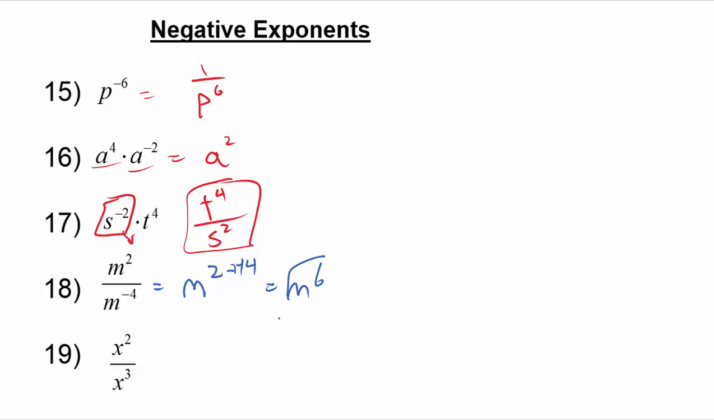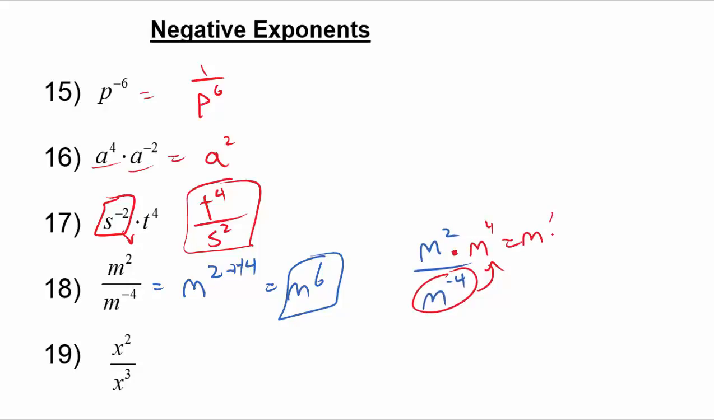Another way you could think about this one is if you had m to the negative fourth on the bottom, you could move the m to the negative 4 to the top and make it m to the positive 4, and then we could add the exponent. So there's a whole bunch of different ways to do these problems. You have to just find the one that makes the most sense to you.